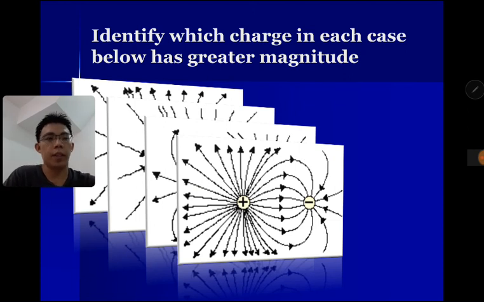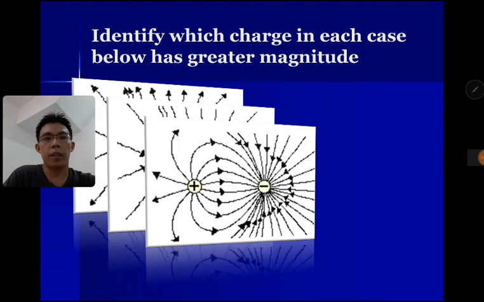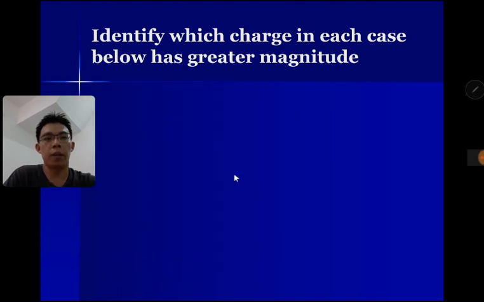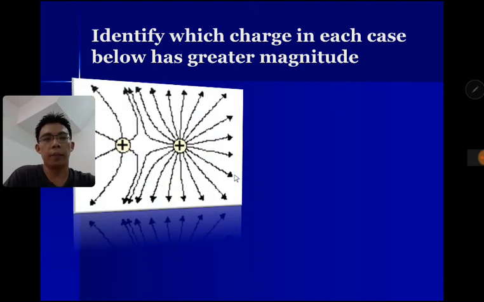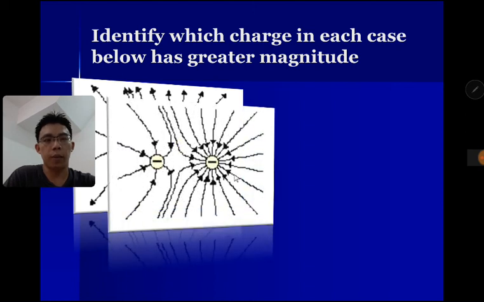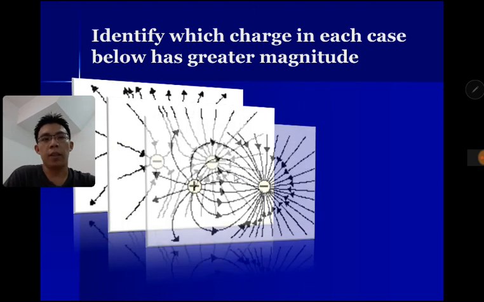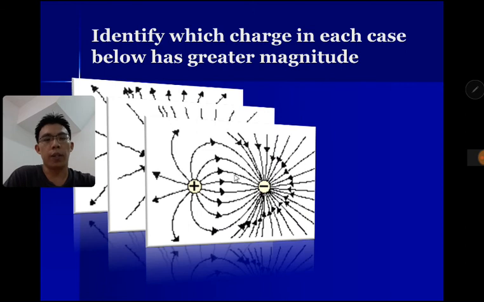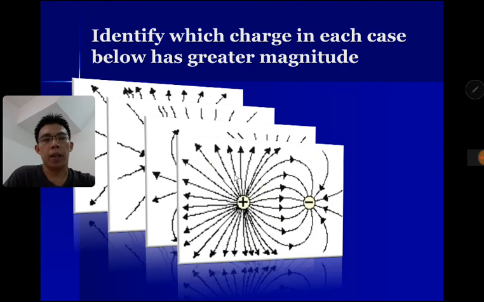Alright, so you got the answer. The first one, of course, is the one on the right-hand side, because there are more lines. The second one is also the one on the right-hand side, because it has more lines. The third one is also on the right-hand side. And the last one is the one on the left-hand side. Okay, I'll see you in the next video.